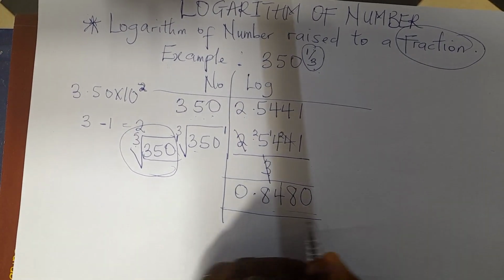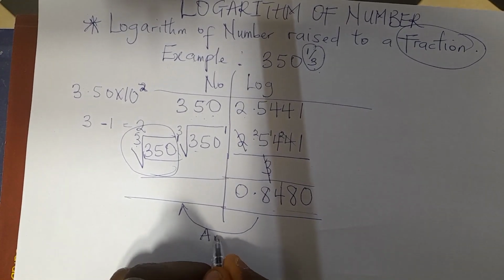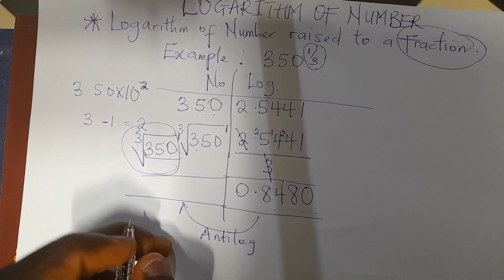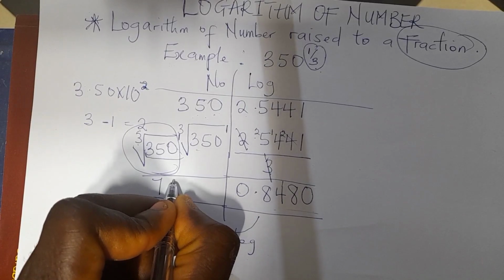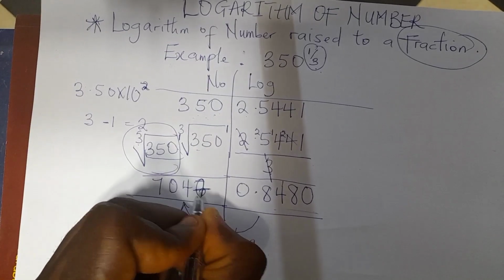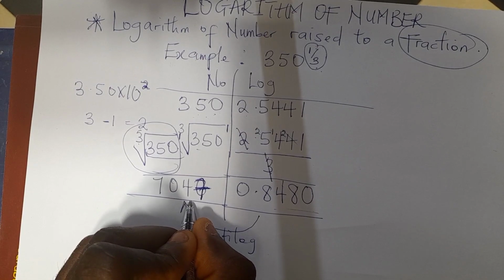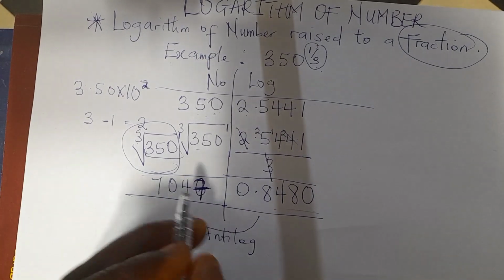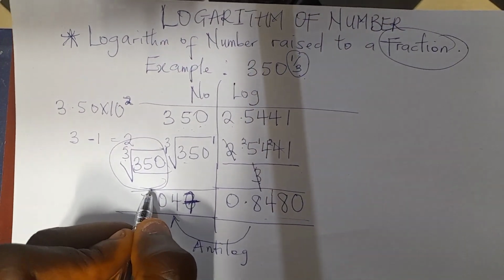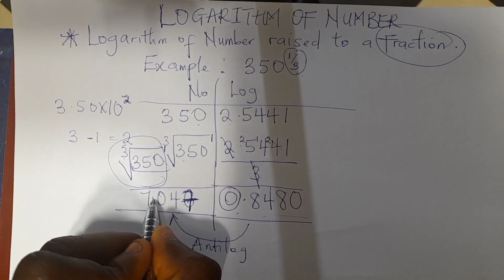Okay, now what do we need to do? The final thing here is to look for the anti-log. Okay, now looking for the anti-log. The anti-log gives us 7047. Now this is what the anti-log gives us. Okay, now what are we focusing on? Now we need to know where the point will be, and what will help us attain where that point will be. It is this value here, which is 0. Okay, it means the point will be here.